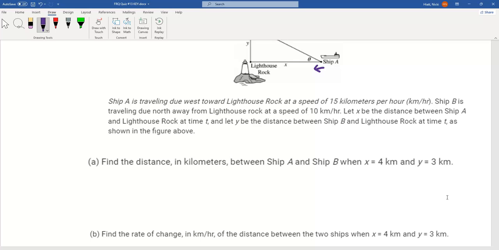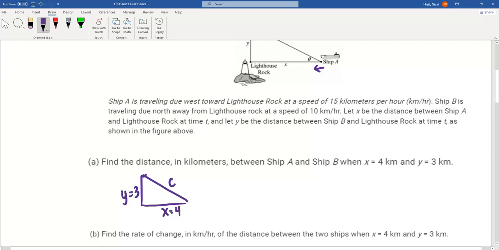They're just saying if X equals 4 and Y equals 3, they want the distance in kilometers between the ships. I'm going to call that C right there. This is just a straight Pythagorean theorem. Not only is it Pythagorean theorem, it's a super easy Pythagorean theorem. Anybody know what it is right off without doing it? It's going to be 5. It's a 3, 4, 5 triangle. Really common, the one that we see.